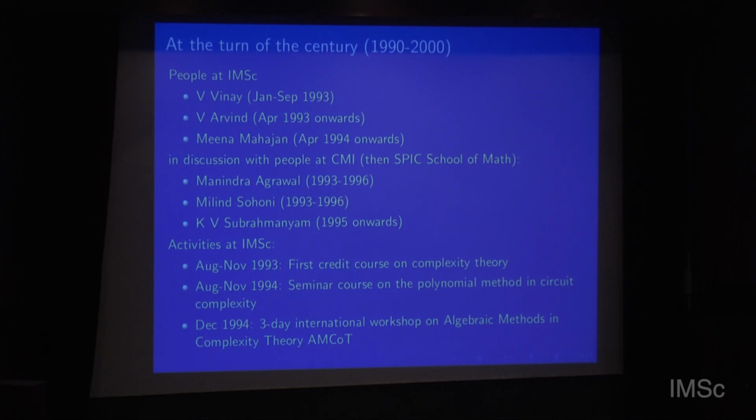So there were suddenly 3 complexity theorists in IMSc. There were complexity theorists as well as people interested in complexity theory in Chennai at CMI, which was then SPIC School of Math. Manindra was there, Milind Sohoni was there, KV Subramaniam was there, so we were all talking together.